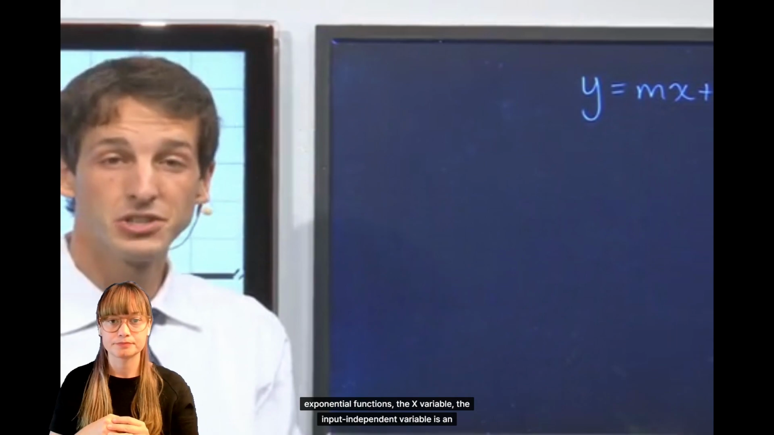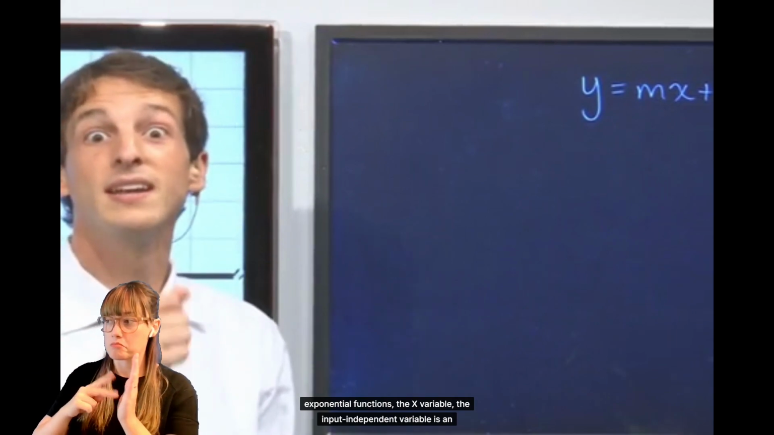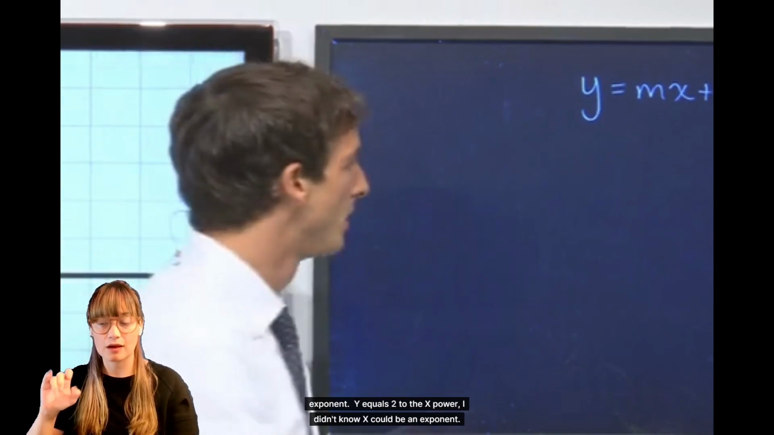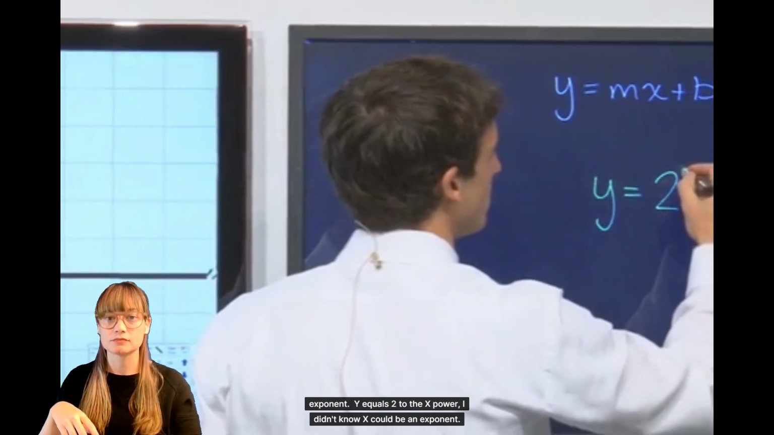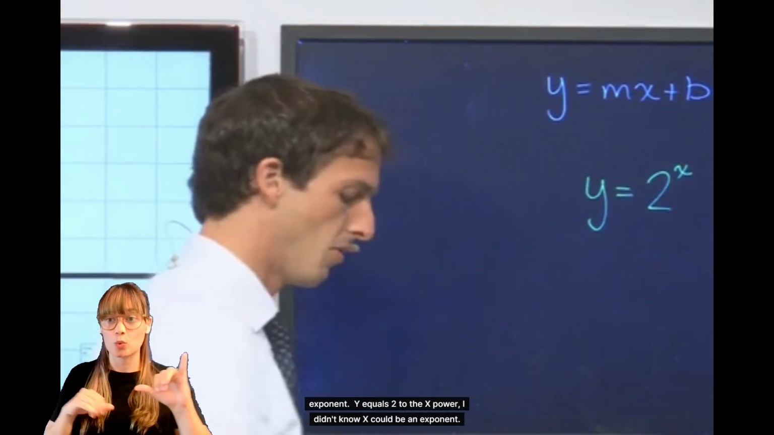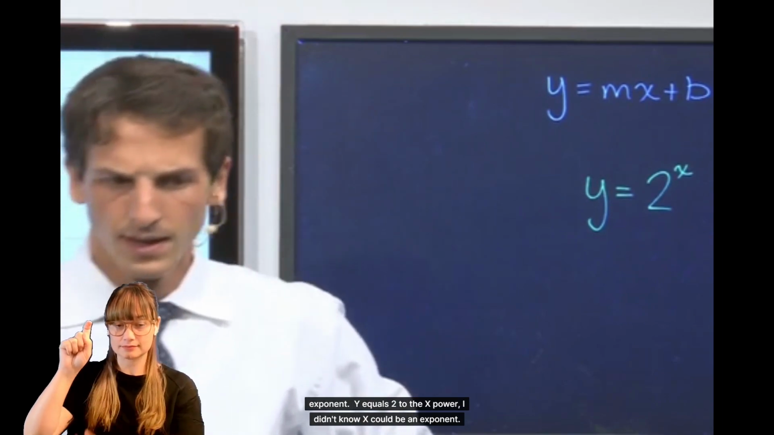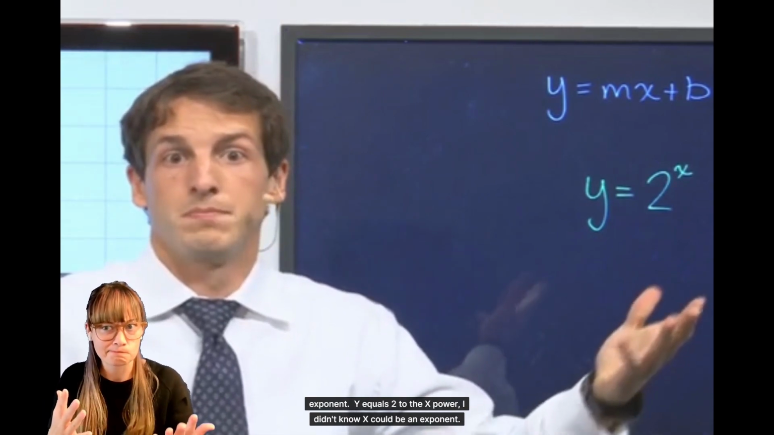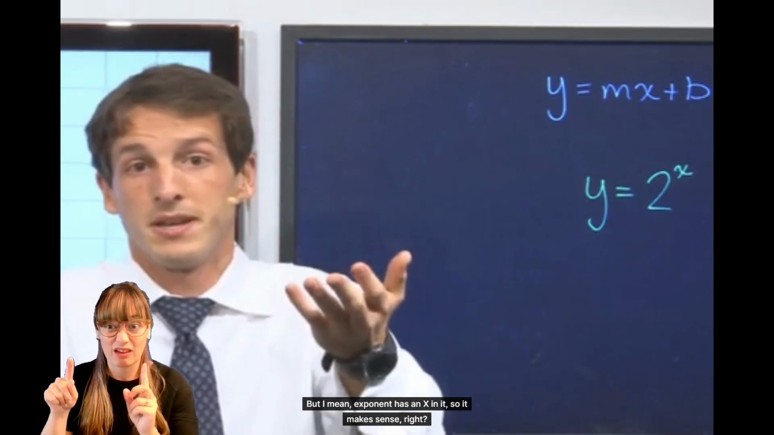In exponential functions, the x variable, the input independent variable, is an exponent. Y equals 2 to the xth power. I didn't know x could be an exponent, but I mean, exponent has an x in it, so it makes sense, right?